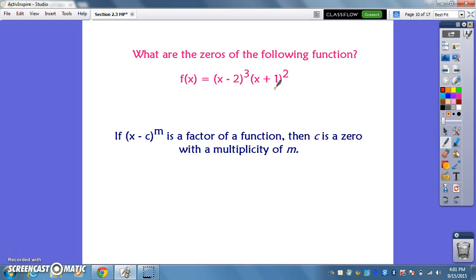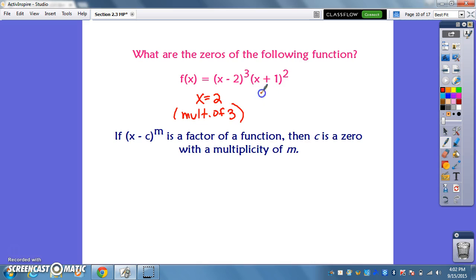I do know that its leading coefficient would be positive because we have this x cubed times this x squared, and both of those are positive, so its leading coefficient is going to be positive. So when you have a factor that is repeated, we call that having a multiplicity. So if I were asking you what are the zeros of this function, well, there is a 0 at 2. That has a multiplicity of 3. Because that is repeated 3 times.